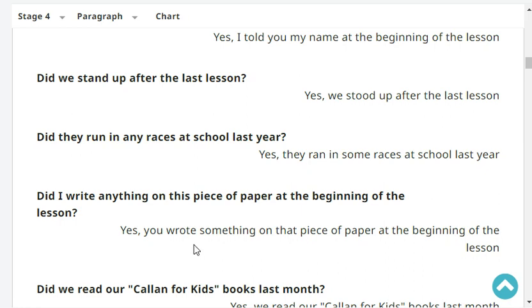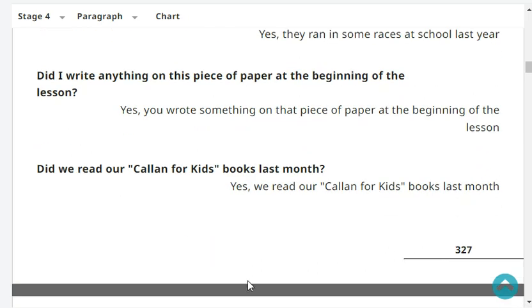Did we read our Callan for Kids books last month? Yes or no? Yes, we read our Callan for Kids lesson books last month.